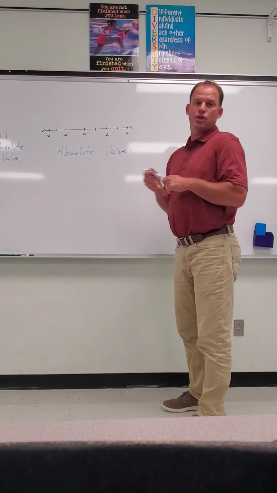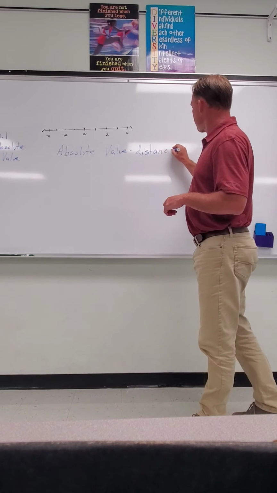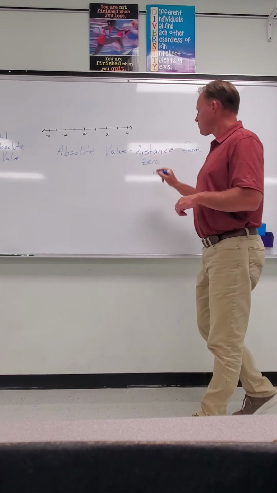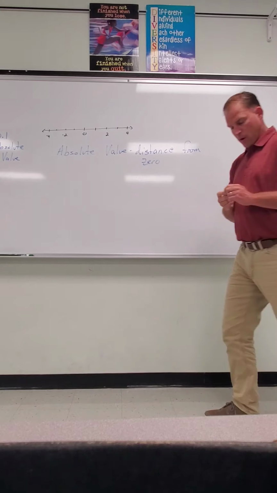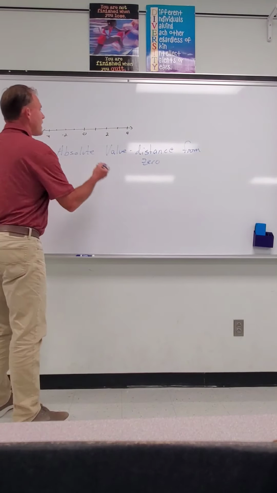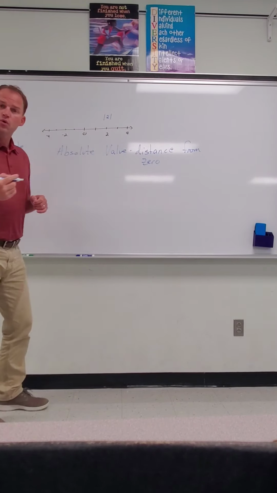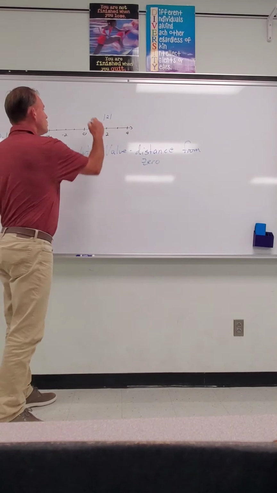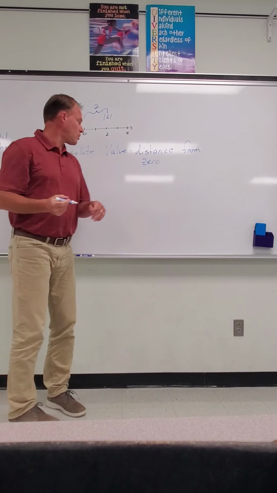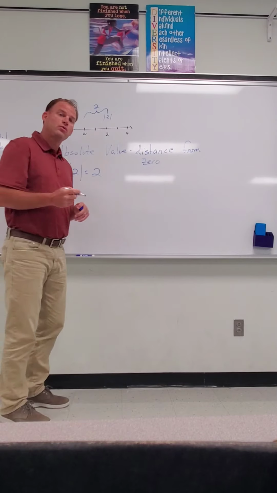The definition of absolute value is distance from zero. How far away is a given number from zero? So right here, if I want the absolute value of 2, how far away is 2? It's 2 units away from 0. So the absolute value of 2 is 2. It's 2 units from 0.